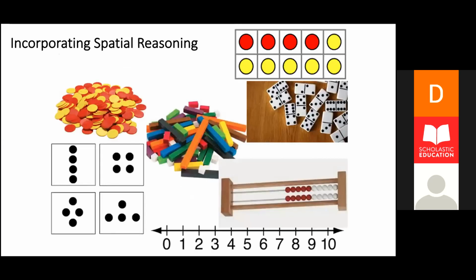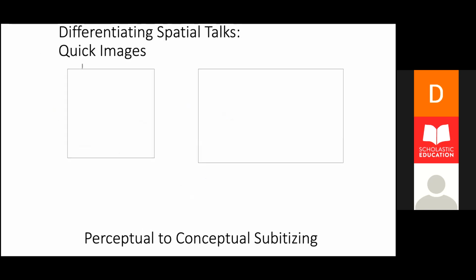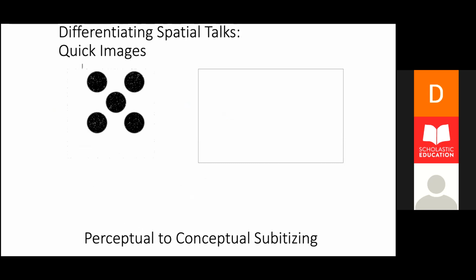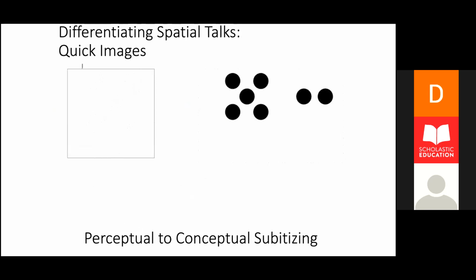We want to incorporate the spatial reasoning. I'm running out of time. So basically with the number, I'm just going to show where the differences are. I use a lot of quick images, by the way, in Math Talks. So a lot of these things are already in there. You could do them with your kids. You show them for a short period of time. You ask them what they see and how they see it. Tons of them in there to work with. You don't have to make a thing.